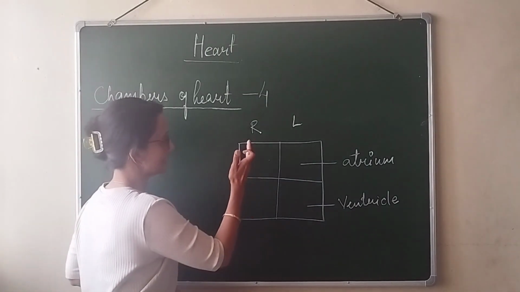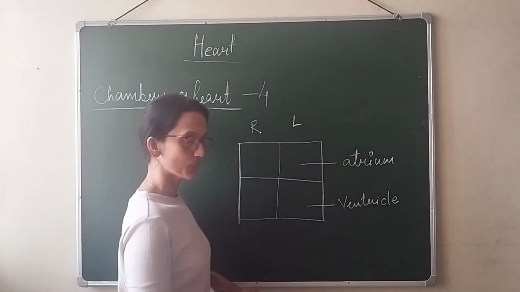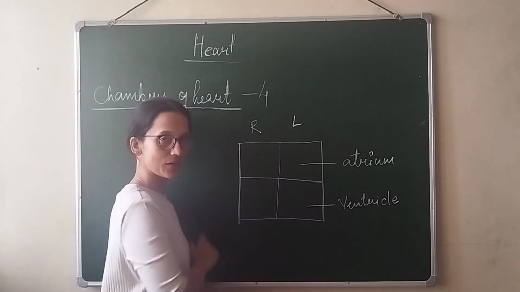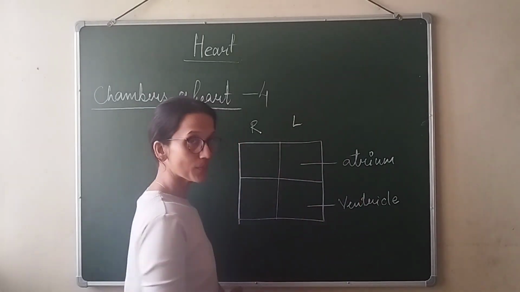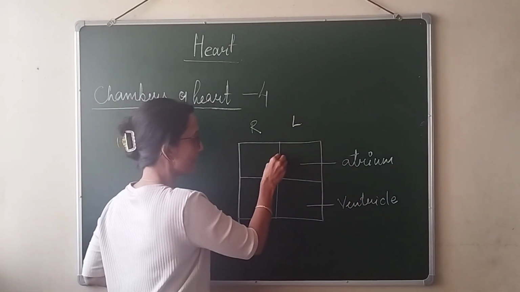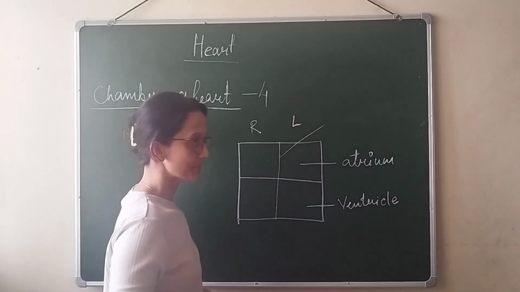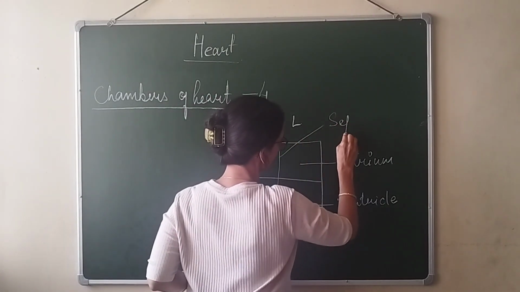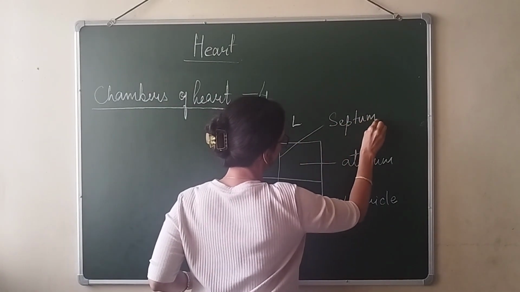Now I say that the right side of the heart, right atrium and the right ventricle, is separated from the left side of the heart, which is left atrium and left ventricle, by a partition. And what is this partition called? This partition is known as septum.